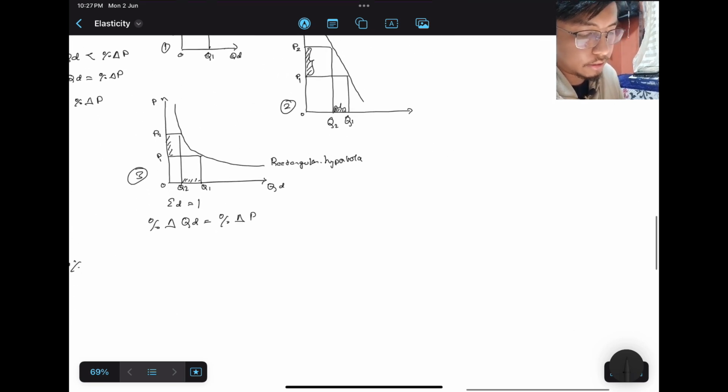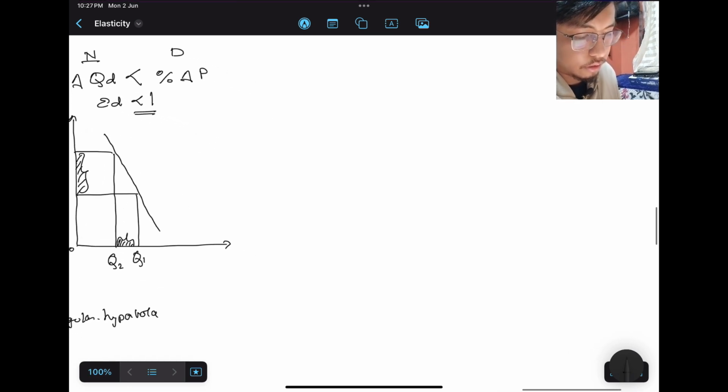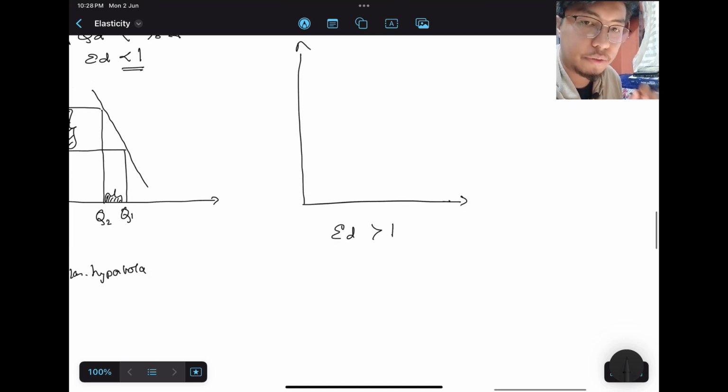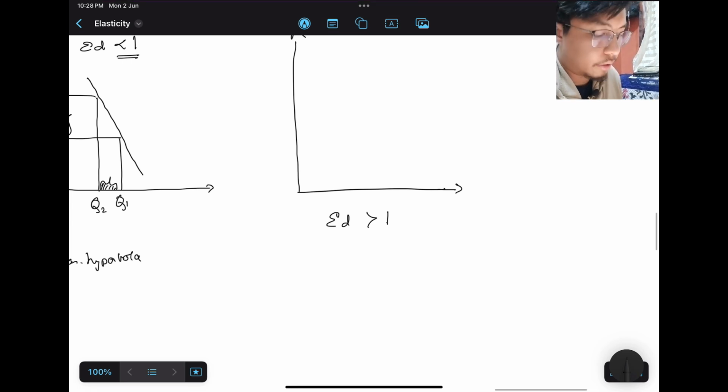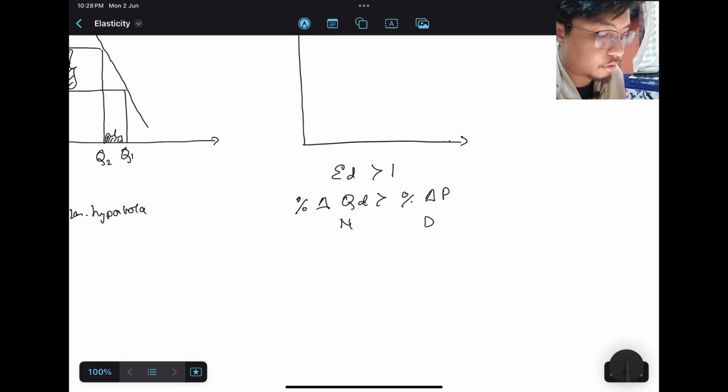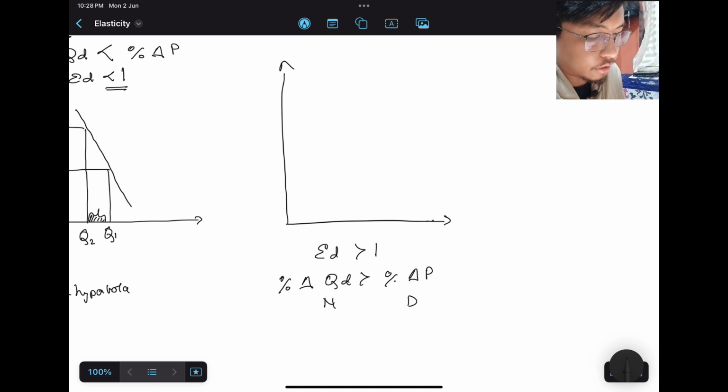Right? Now how do we show elastic demand? Simple. We say a demand is elastic when the ED value is more than 1. Price elasticity of demand value is more than 1. Now what does this mean? Percentage change in quantity demanded is more than your percentage change in prices. Right? That is, your numerator is more than your denominator. So what kind of shape will this have? It will be slanted.